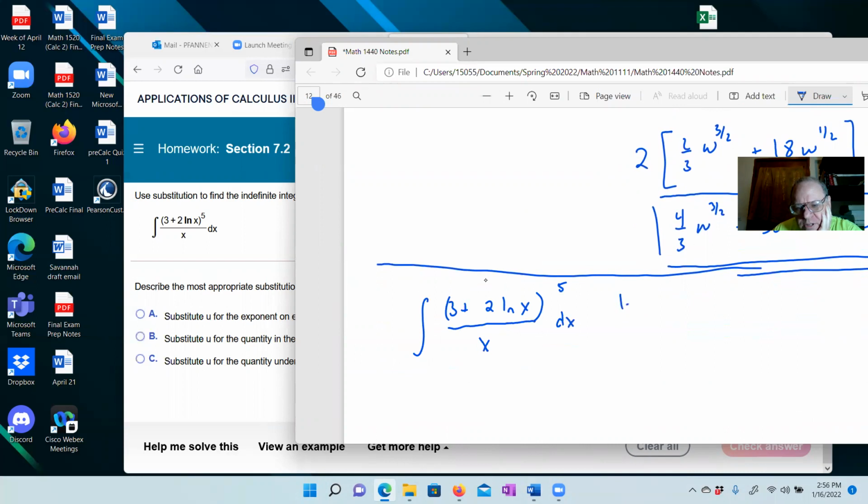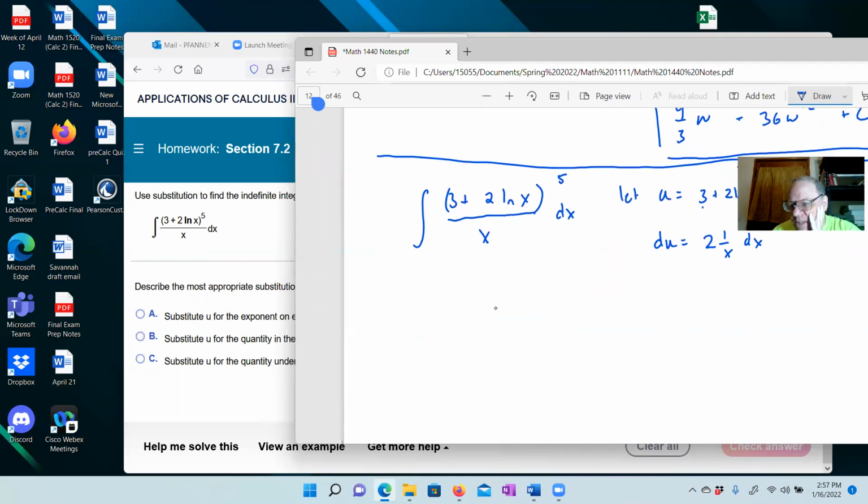So what we're going to do is let u equal 3 + 2 ln x. It's inside of the power, and I don't want to multiply it out. That's your choice, in general. du is equal to, well, constants are 0, so we have 2 times the derivative of natural log x, which is 1 over x, dx. So dx is equal to x du all over 2.